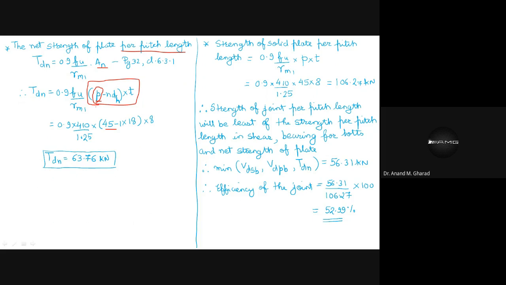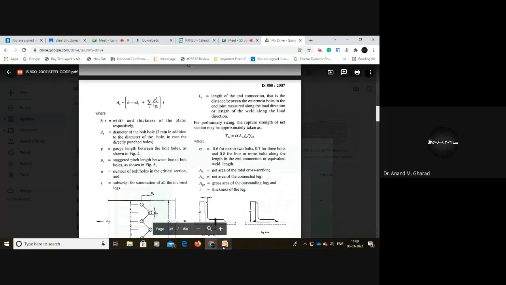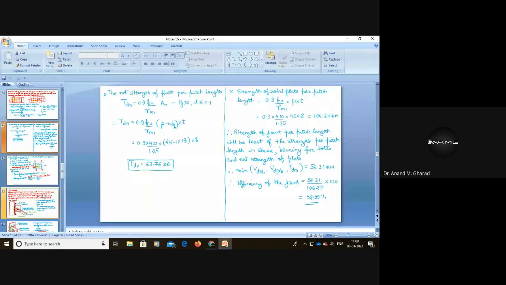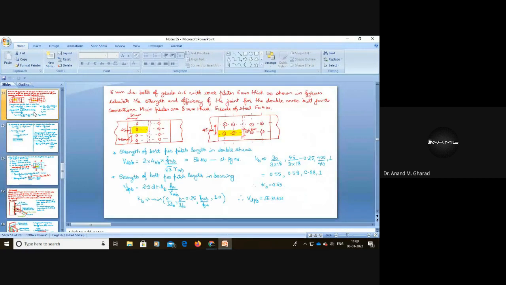Yes. Now next is this small n, and I require all people to concentrate. N, as per IS code, what is n? N is number of bolt holes in critical section. तो ये क्रिटिकल सेक्शन क्या होता है? अभी देखो, just try to understand what do we understand by the term critical section.